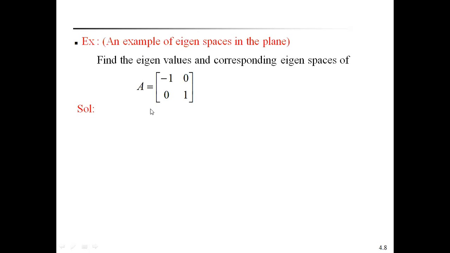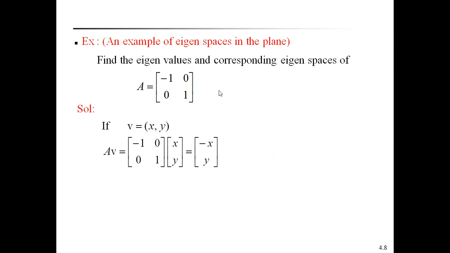An example to find the eigenspace in the plane. Find the eigenvalues and corresponding eigenspaces of A equal to [-1, 0; 0, 1]. If B is equal to (x, y), the vector B can be taken as x, y, two components that can be written in the form of a column vector.